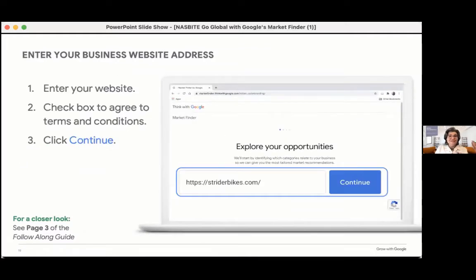So let's do that. Once you navigate to the MarketFinder, type the web address for your business. On this slide, you will see in the large bar, Strider Bikes. This is their URL. Insert your own. And that blue button says continue. That will take you to the MarketFinder. So what it does is searches for and analyzes details from your own website to recommend the best markets for you to consider. After you've added your business web address, just click continue and it will take you to the next steps.